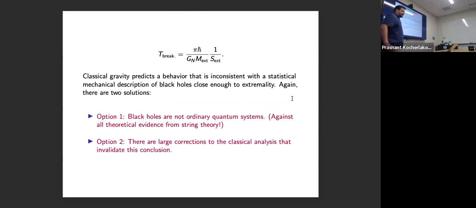So again, we have the same situation as before. We take the classical gravity answer by itself. We have a puzzle if we try to force this interpretation of the black hole as a quantum system. And again, we can either give up on interpreting this result from gravity as a black hole being described by a quantum system, or we can try to look for corrections to the classical analysis. That's what we will do.